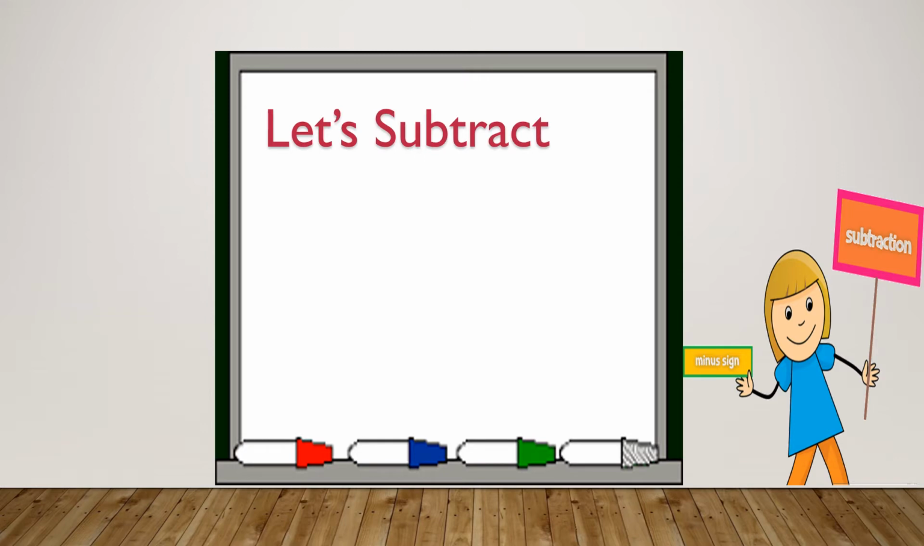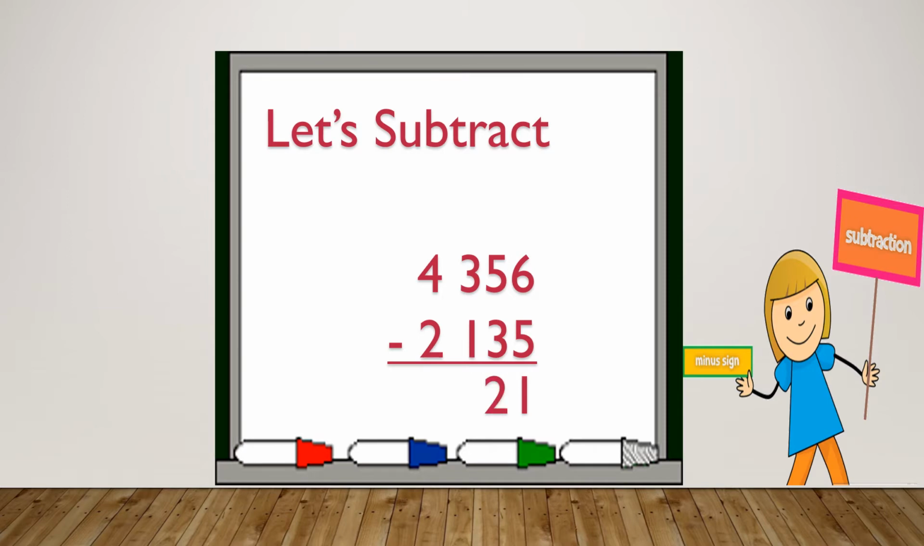So let's subtract 4,356 take away 2,135. So, where do we begin? We will begin subtracting in the ones place. Excellent. So that means we're subtracting 6 take away 5. 6 take away 5 gives us 1. Then we will move to the tens place, where we have 5 take away 3, which gives us 2.